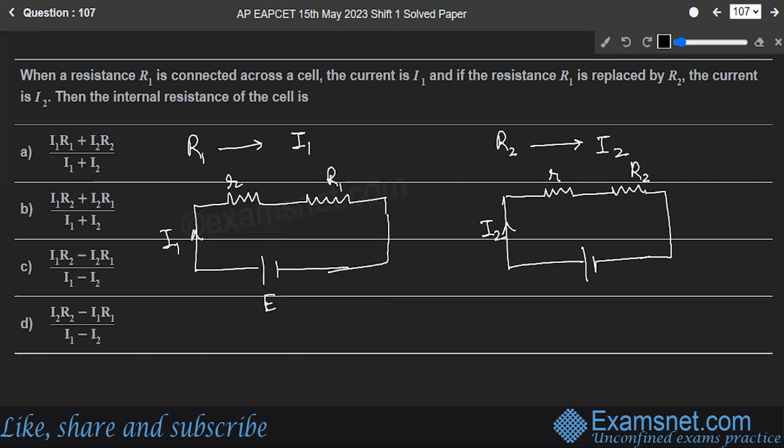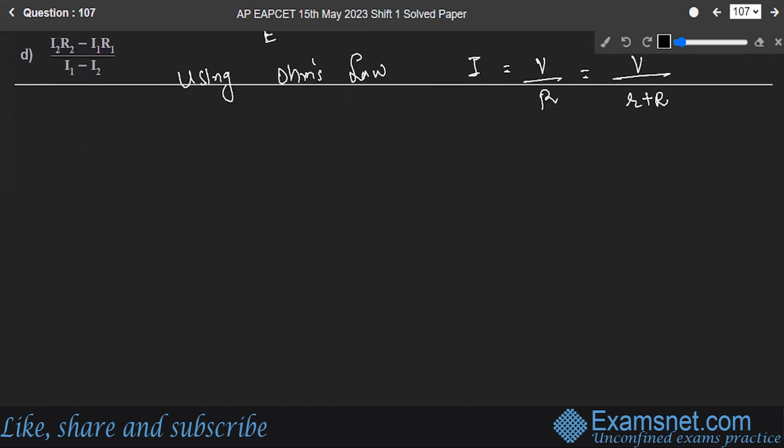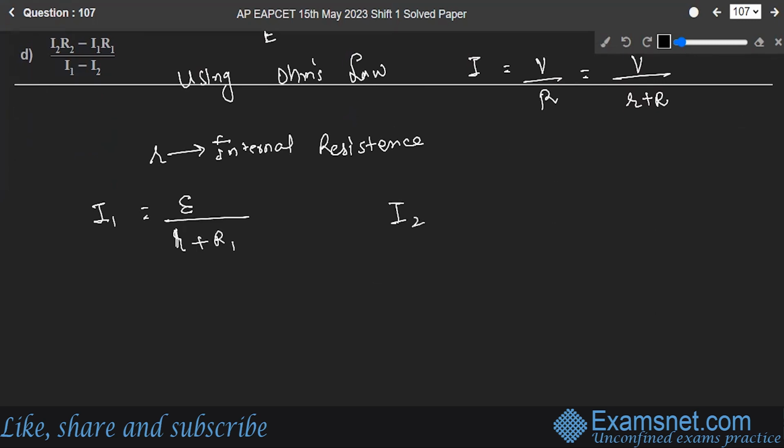Now you are asked what the internal resistance of the cell is. So I'll be using Ohm's law. Ohm's law says that current is equal to V upon R, and here the total resistance is R plus r because they are connected in series. So this is your internal resistance. So you have I1 as E upon R plus R1 and I2 as E upon R plus R2. See, E is the same in both cases.